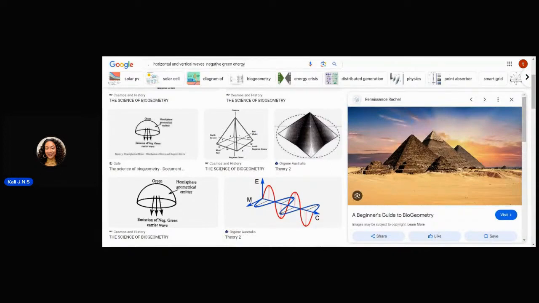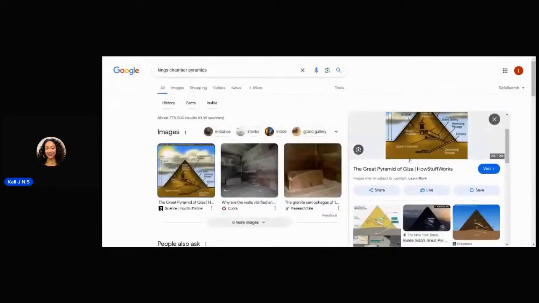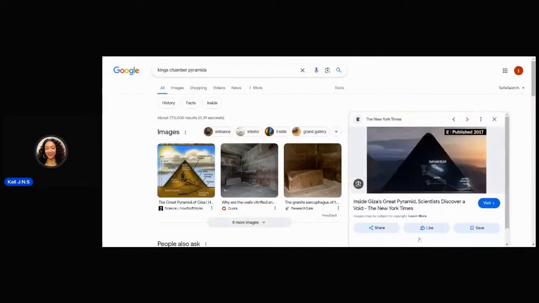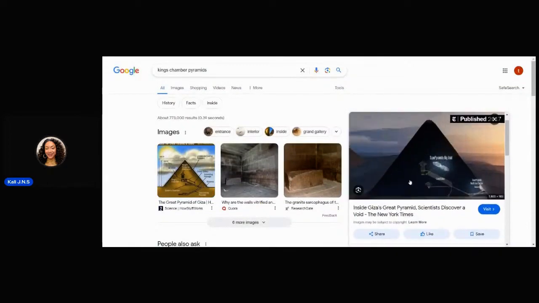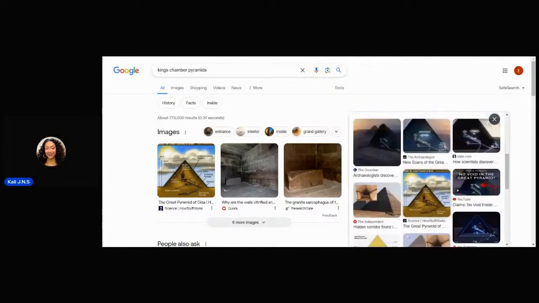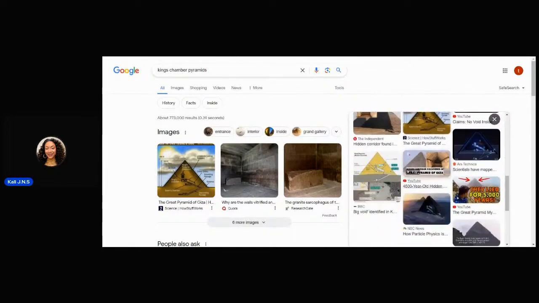So let's see. Let's go here and just type in king's chamber, because the king's chamber actually emits negative green energy, both the horizontal and the vertical. Okay, let's see. Let's go here. So all of the king chambers, actually, believe it or not, are filled with negative green energy, particularly the pharaoh.